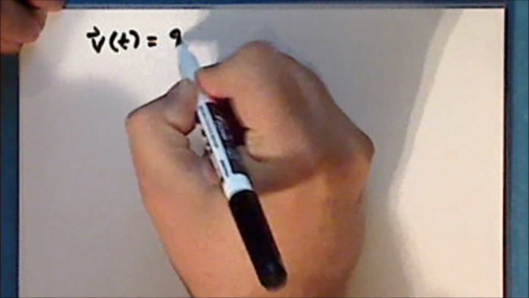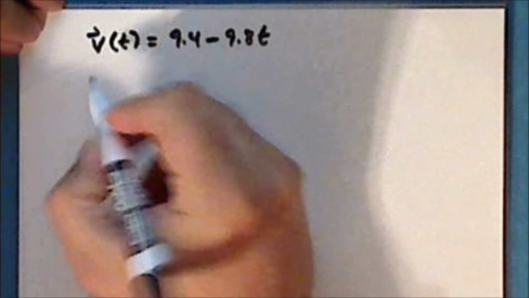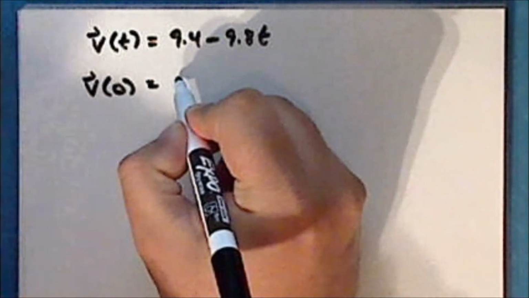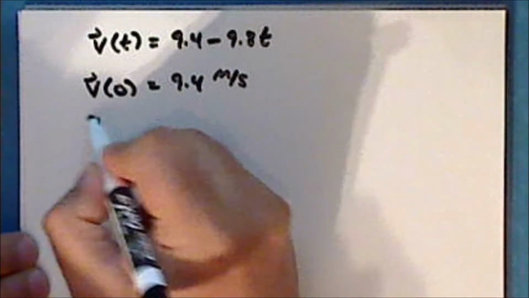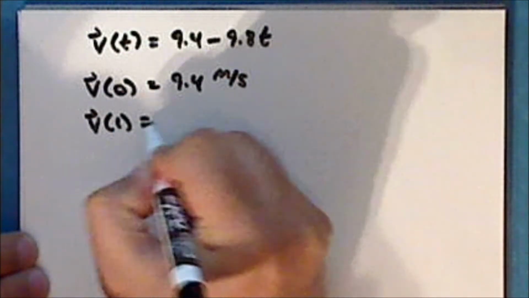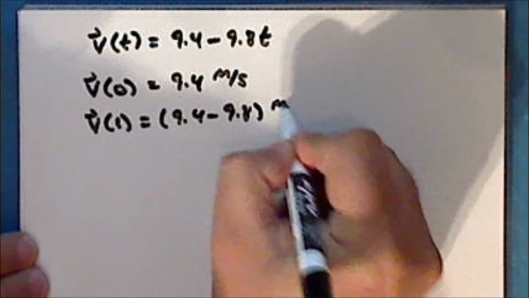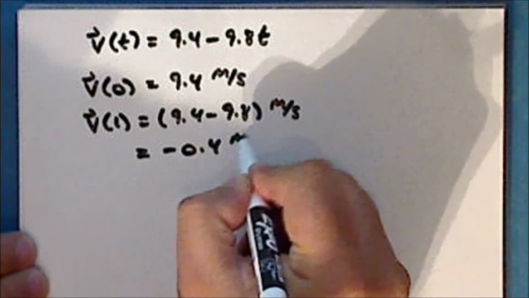Okay, so the velocity function is v of t is equal to 9.4 minus 9.8 times t. The velocity at the time t equals 0 is 9.4 meters per second, and the velocity at the time t equals 1 is 9.4 minus 9.8 meters per second, or negative 0.4 meters per second.